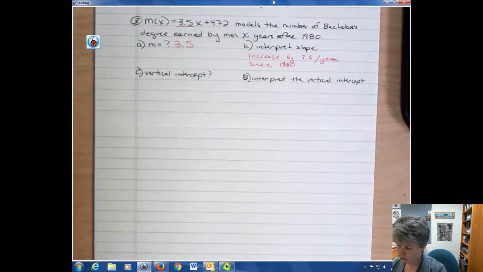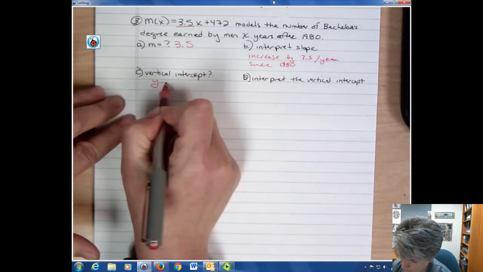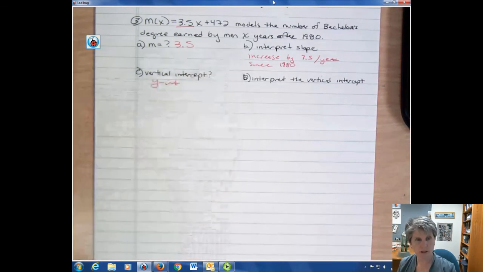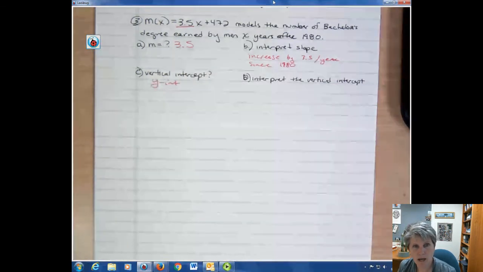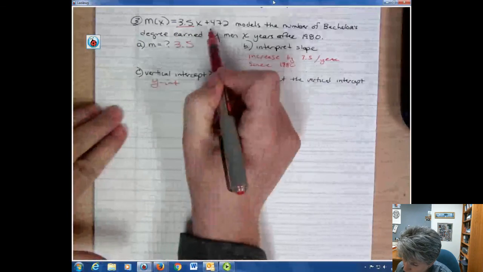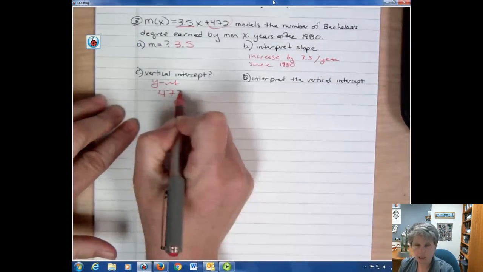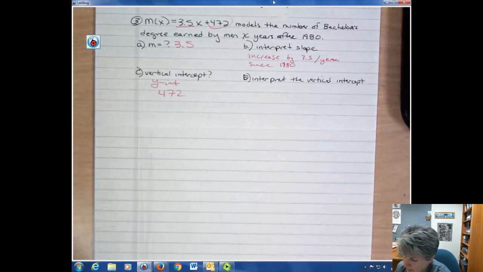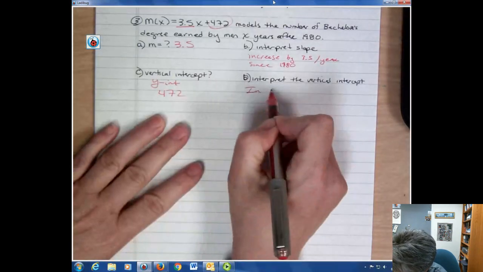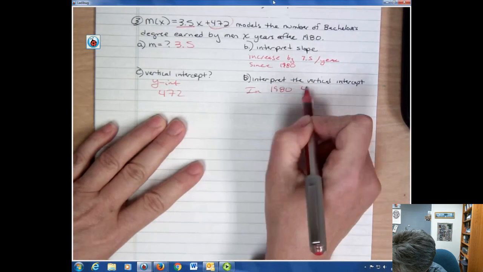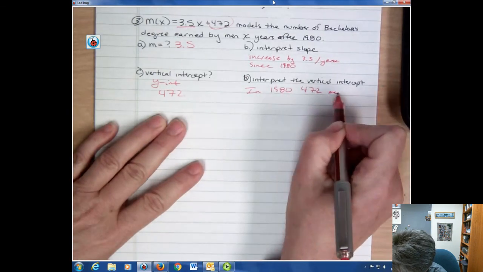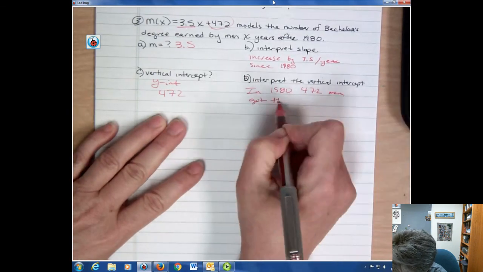And then what's the vertical intercept? Vertical intercept is the y-intercept if you think about the horizontal and vertical lines. So it's the y-intercept. The y-intercept is down here at the end. So the vertical intercept is 472. Interpret what that means. That means in 1980, 472 men got their bachelor's degree.